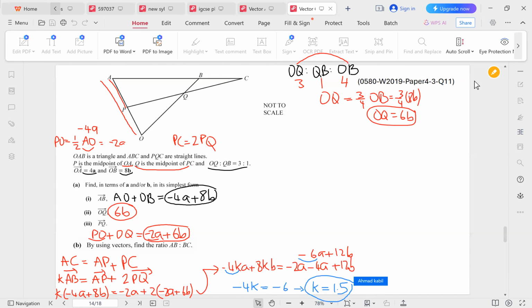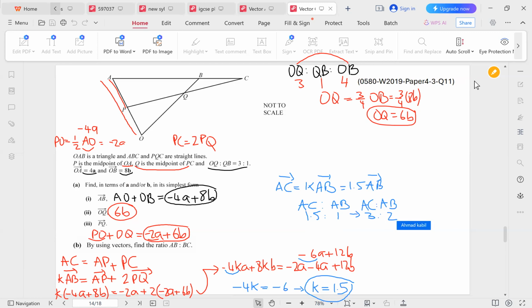So therefore, we can say that AC equals KAB, which is equal to 1.5 AB. So AC to AB is equal to 1.5 to 1. So therefore, AC to AB, if we multiply by 2, that would give us 3 to 2.